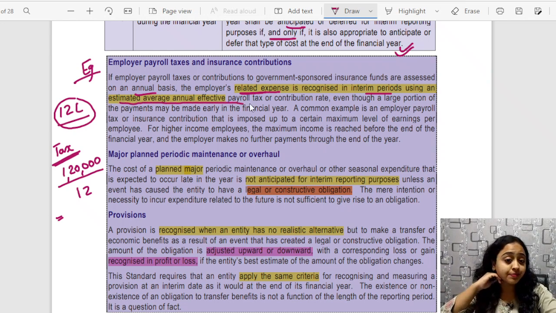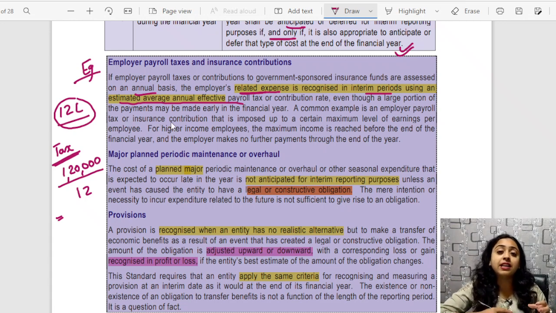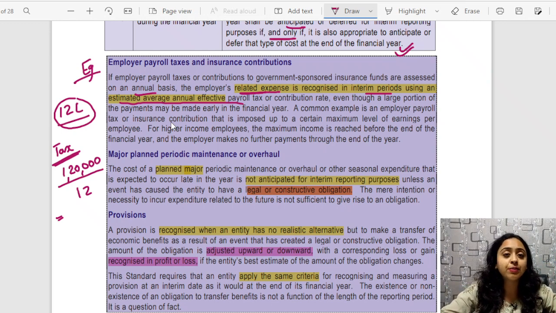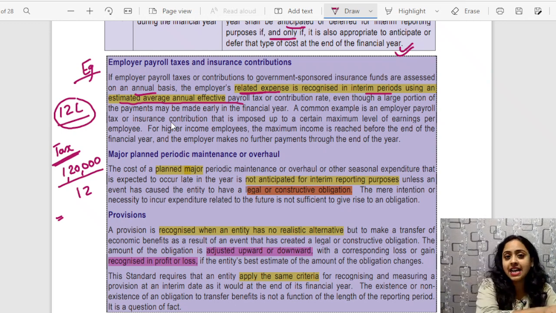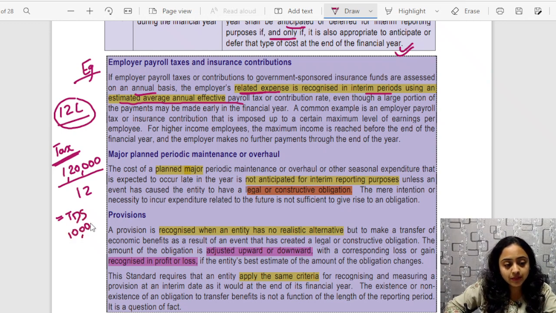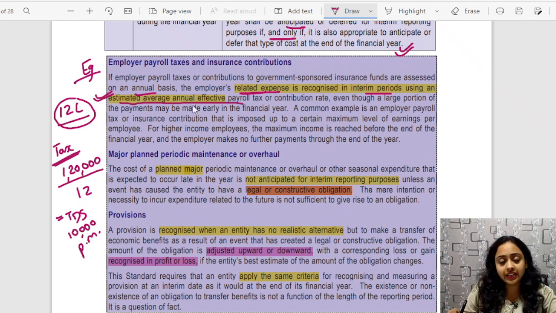And how is it done? Even though a large portion of the payments may be made earlier, okay, at times there is insurance which is always paid in the January month, for example. So it may be much higher in January, where the whole amount is paid, whereas the benefit is provided throughout the year. Okay, this can be the case, and there can be a case of payroll taxes, as I told you about TDS. For example, TDS equals 10,000 per month. Okay, so you use the estimated average annual effective rate.